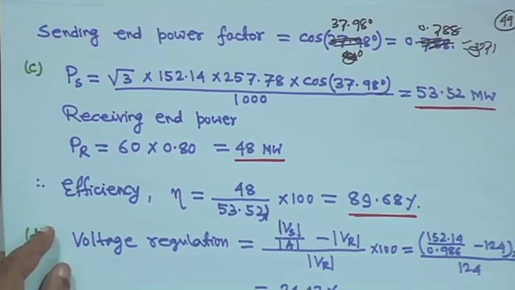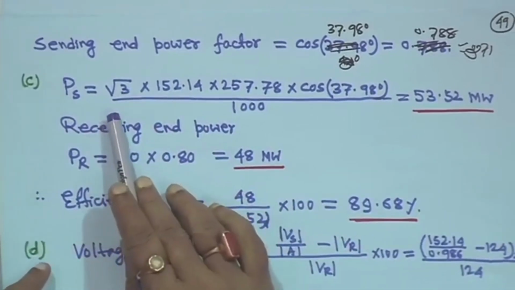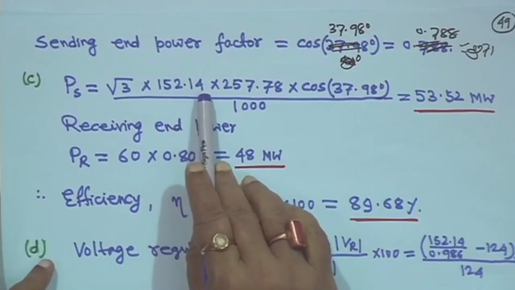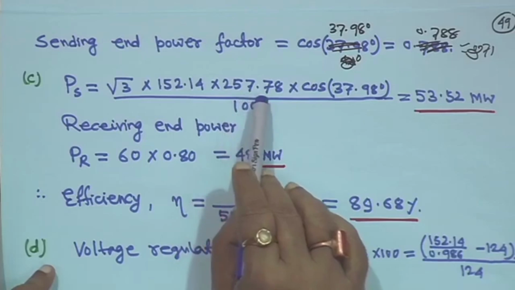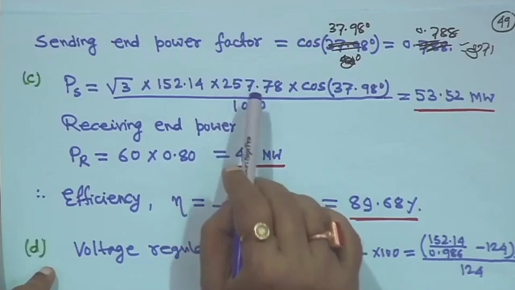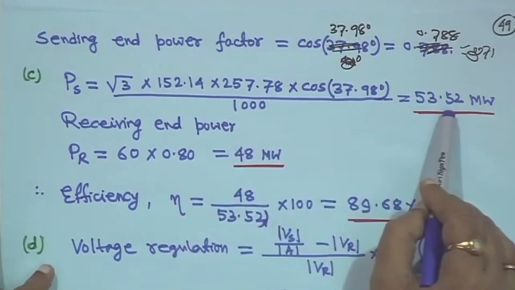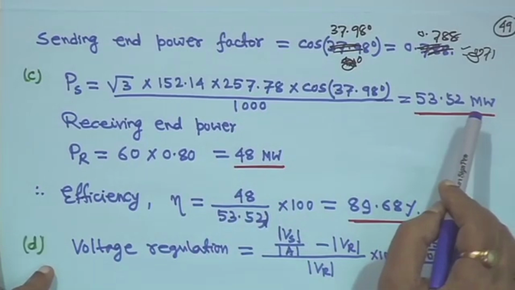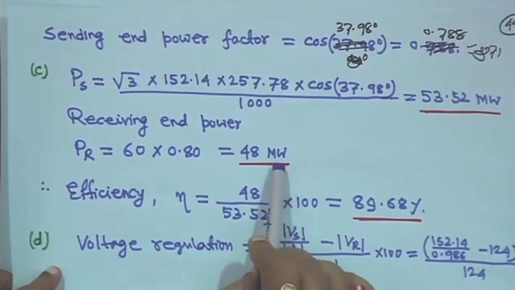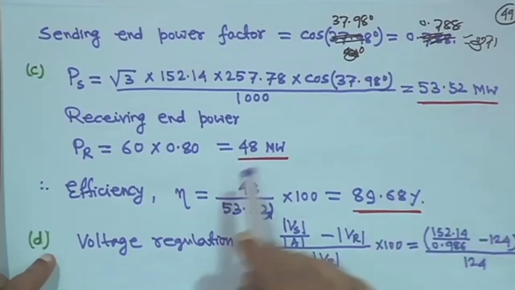Now, the third part is that you have to find out the regulation, right. So, Ps, the sending end power, is equal to root 3 into Vs, line to line, 152.14 kV into 257.78 into cosine of this angle, divided by 1000, because this current is in ampere and that is why we have divided by 1000. This is in kilovolt, so this will be kilo ampere. So, ultimately it will become 53.52 megawatt, right. And receiving end power is 60 into 0.8, so 48 megawatt, right. This is the three phase power, and this is the three phase sending end power.